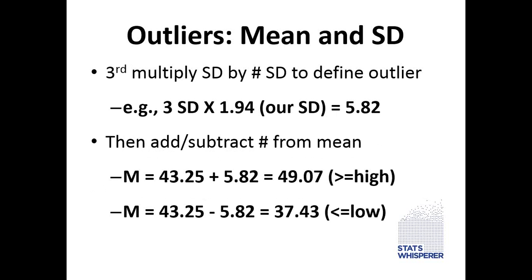Now to get our low outliers, we do the next line, where we take our mean of 43.25 and minus 5.82, right? Minus instead of add, which is 37.43. So that's our low outlier. So scores below 37.43 are outliers on the low side, extremely low scores. Now we have our extremely high scores and our extremely low scores.